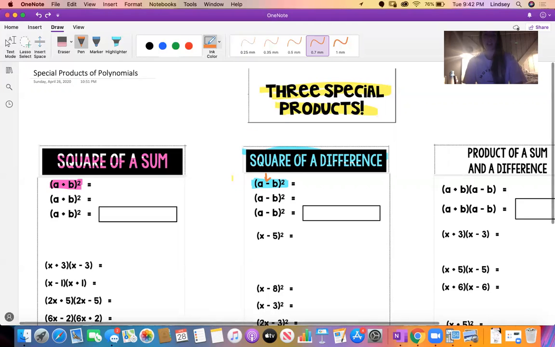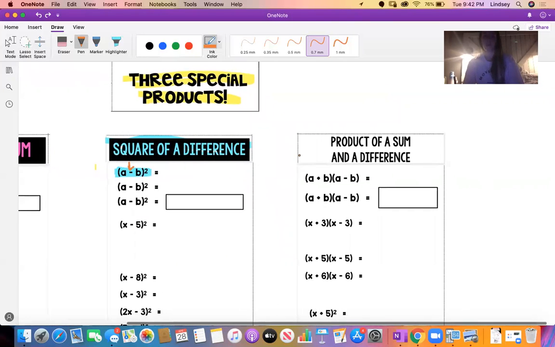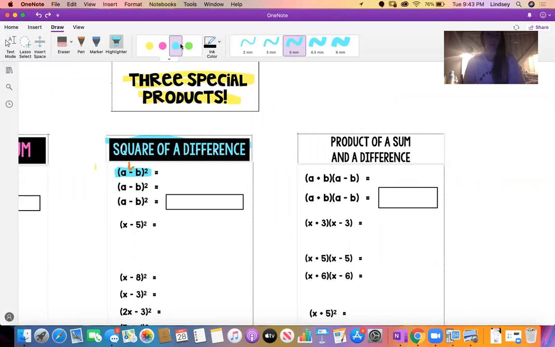All right, and then the last special product that we will be looking at is the product of a sum and a difference. Okay, so you can see that we have a sum right here and a difference right there, and we're multiplying them, or finding the product of those numbers. Okay, so we're going to look and see what that means.